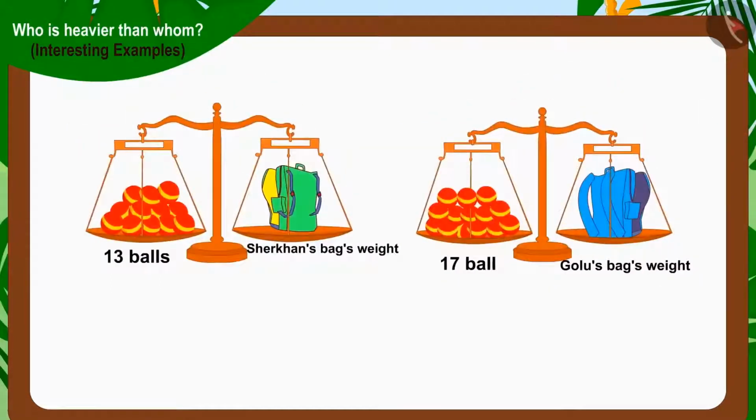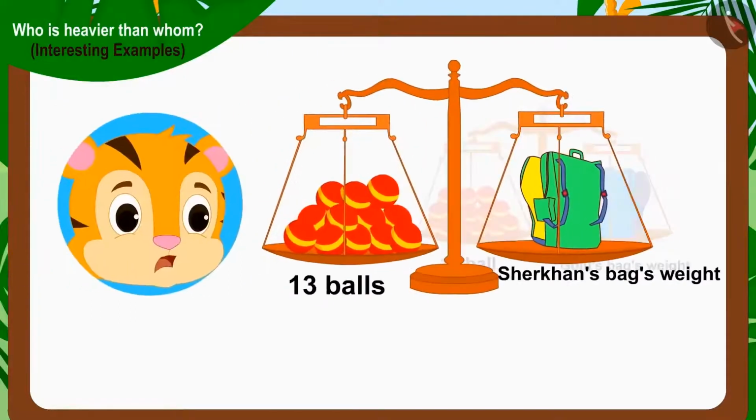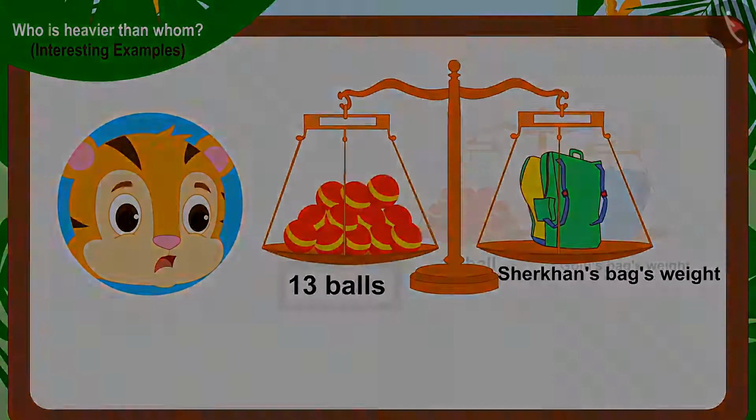And whose bag is the lightest? Exactly! Sher Khan's bag is the lightest because the number of balls equal to the weight of his bag is 13, which is the smallest number.